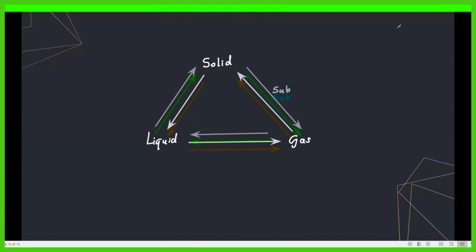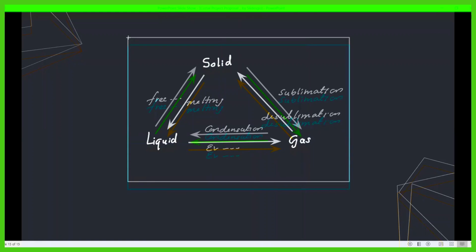So this is sublimation. This is desublimation. Gas to liquid is condensation. Liquid to gas is evaporation. Solid to liquid, melting. Liquid to solid, freezing. So this is a pictorial summary of the changes of state of matter.